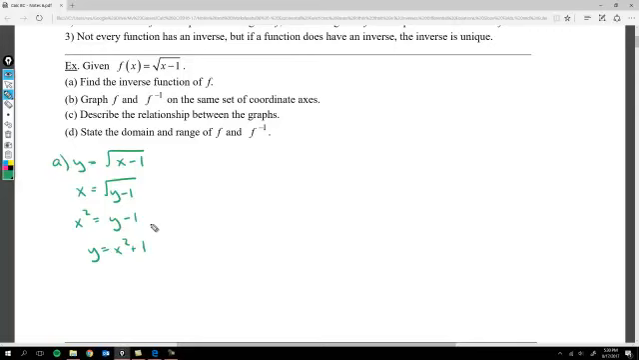Now we're going to graph it, for part B. The graph of the square root of x minus 1 is just the parent function shifted to the right. That's definitely a 1. Now what I have here is a quadratic shifted up 1. Notice the similarities. Notice how all I did was reflect it across.